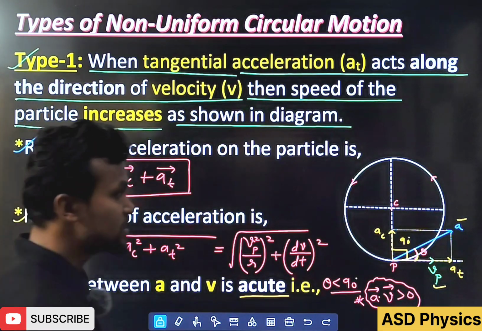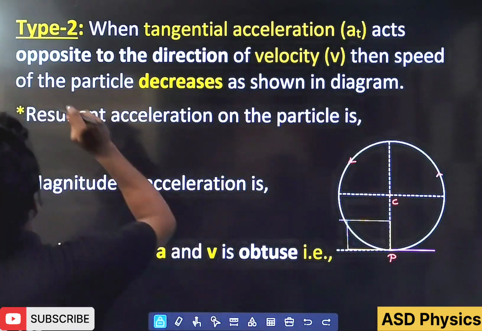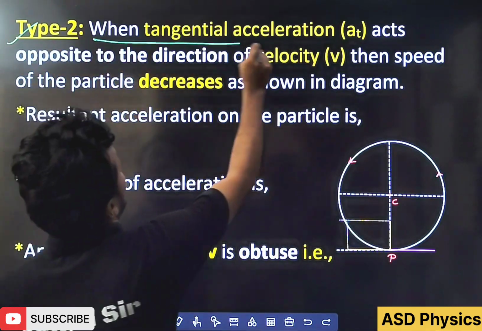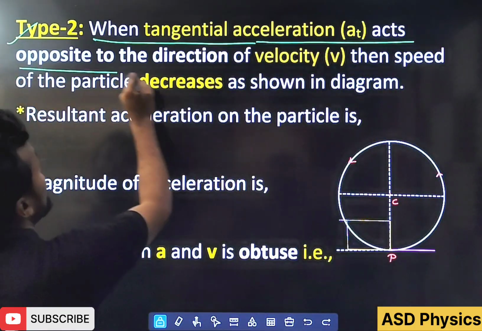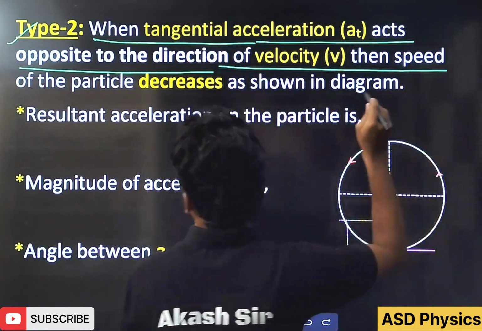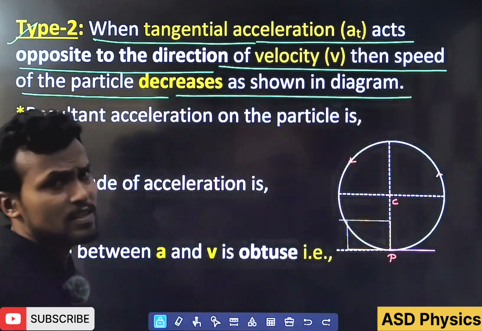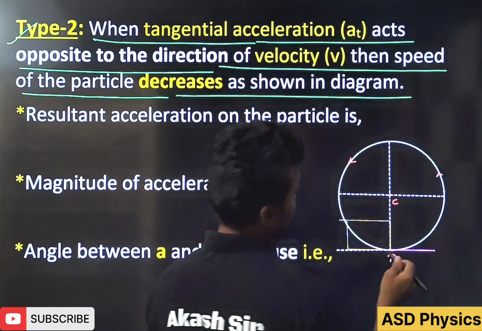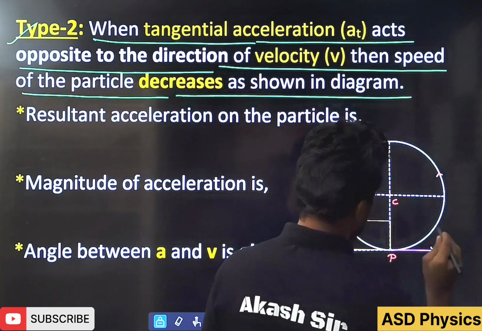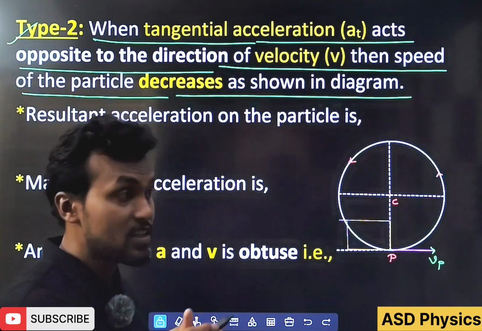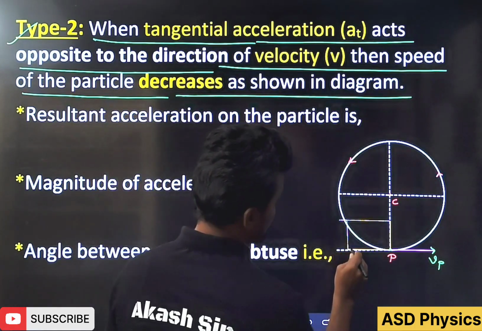Okay, now the next one we are going to see is decreasing speed. So let's see this one now. Type 2: when tangential acceleration AT acts opposite to the direction of velocity, then the speed of the particle decreases, as shown in the diagram. Here, let's take point P. The velocity is this side, Vp, but the tangential acceleration is in which direction? Opposite direction. So let's take this as my tangential acceleration AT.